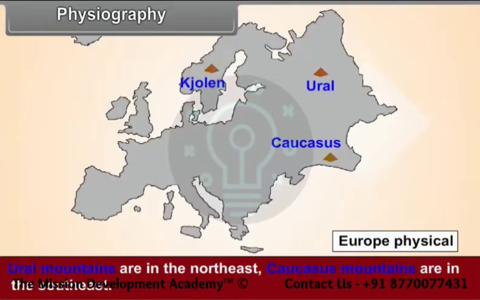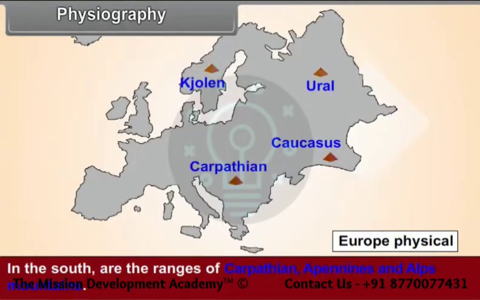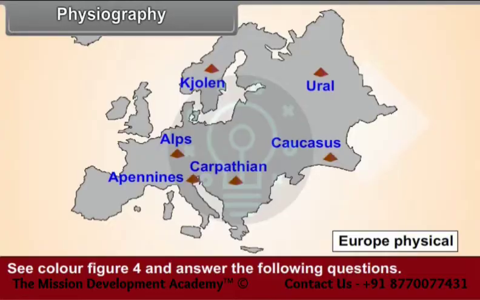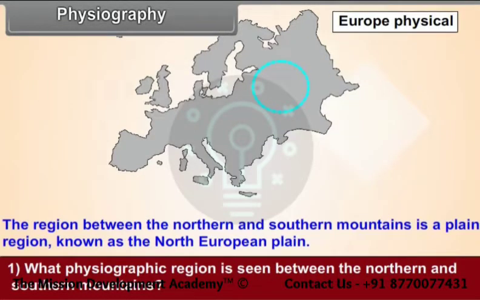In the south are the ranges of Carpathian, Apennines and Alps Mountains. See color figure 4 and answer the following questions. Number 1. What physiographic region is seen between the northern and southern mountains? Number 2. In which direction does the Jolane Mountain slope gently?